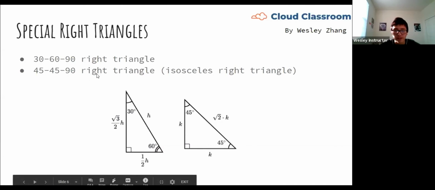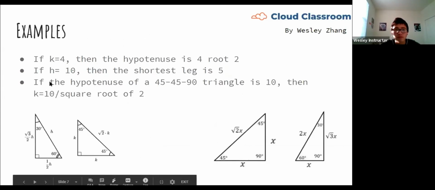And a 45, 45, 90 right triangle is also called an isosceles right triangle. So two sides are the same length, and it is a right triangle. Here's some examples.